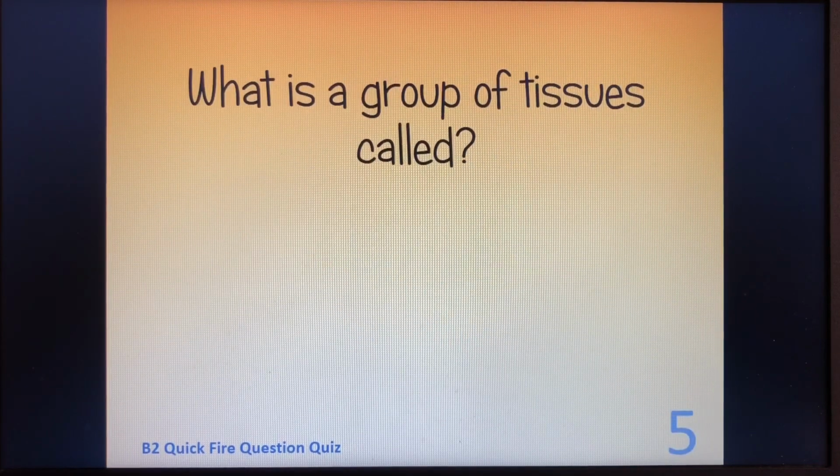Question 5. What is a group of tissues called? So a group of tissues working together form what? And that's right, the answer is an organ. Okay, an organ. A group of cells make a tissue and a group of tissues make an organ.